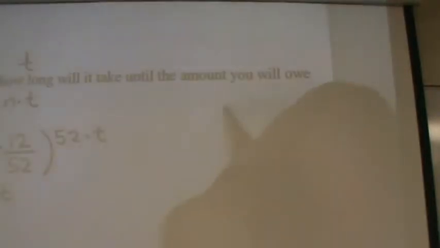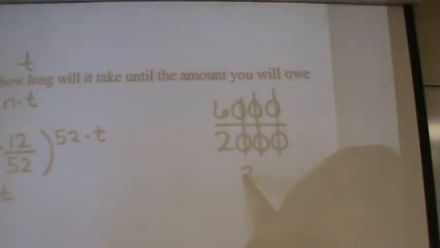Watch this trick. 6,000 divided by 2,000. Did you know you can do this? Knock off these zeros, and 2 goes into 6. They just learned something.